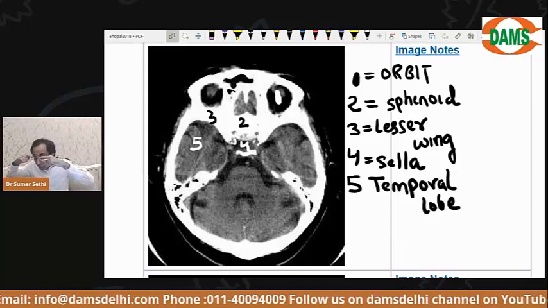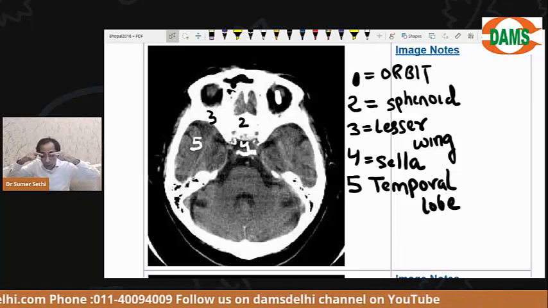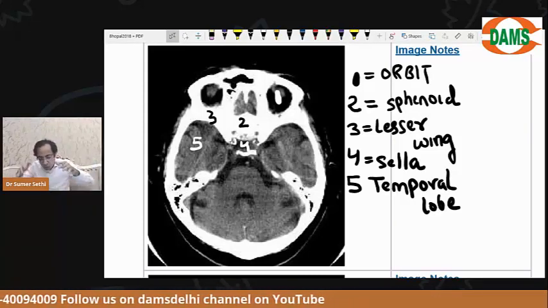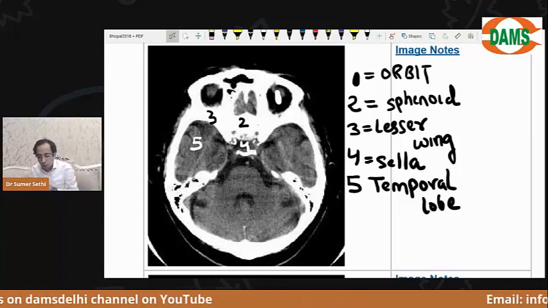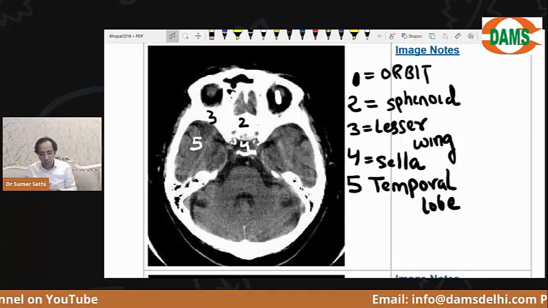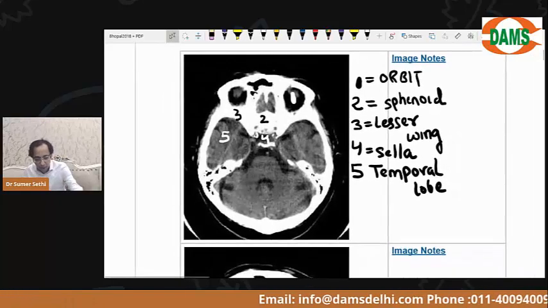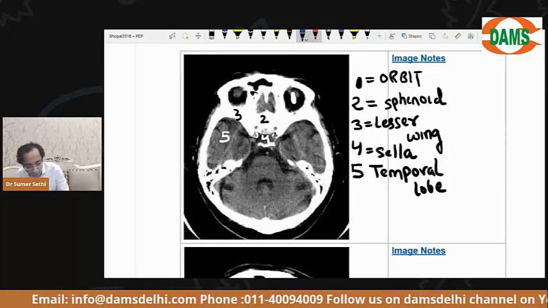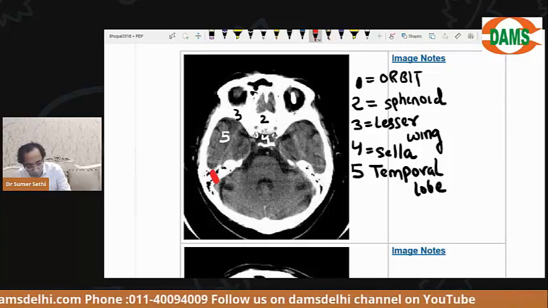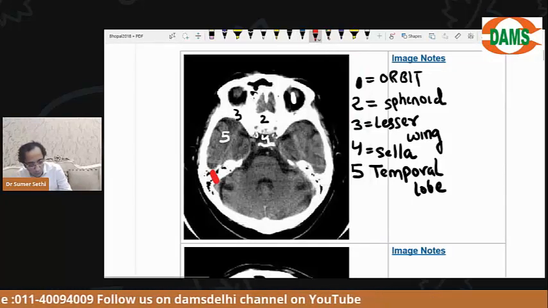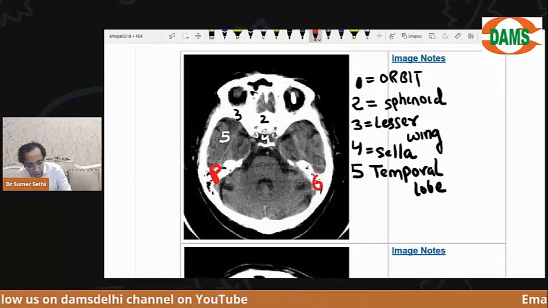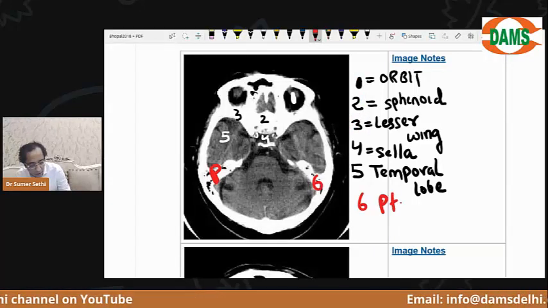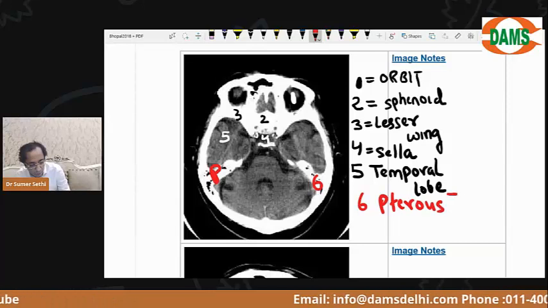When we take a section at the level of the orbit, this is the base. So you will have the temporal lobe, because I just now showed you a 3D image of how the brain actually looks. Now let's see if you can answer, any one of you. Behind the temporal lobe you have a part of the temporal bone called the petrous. So number 6 is your petrous part of the temporal bone.